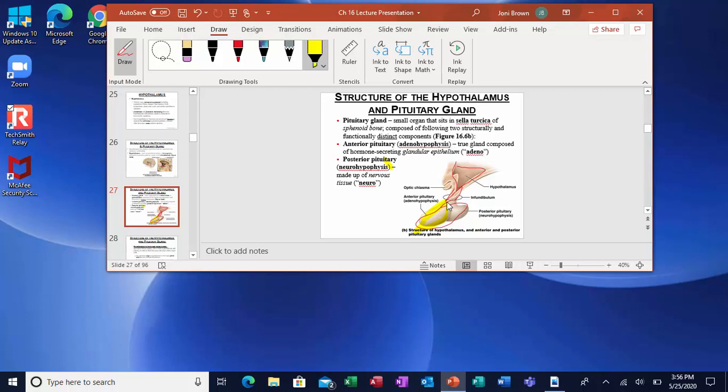The posterior part that's on the back side of it, back here, that doesn't make any hormones. It's called the neurohypophysis because it's got some nervous tissue in it.